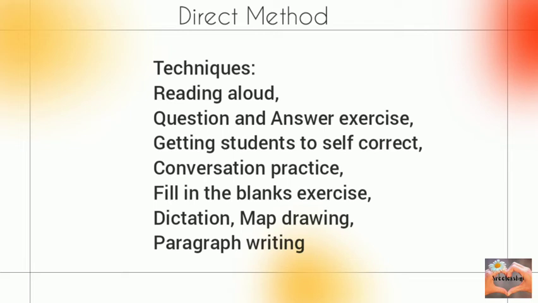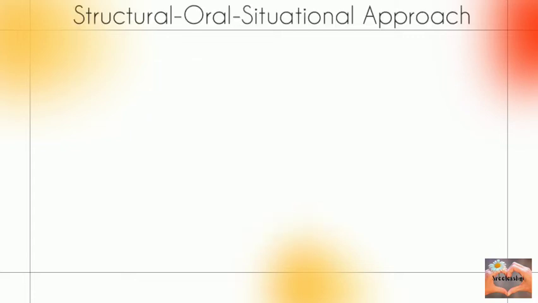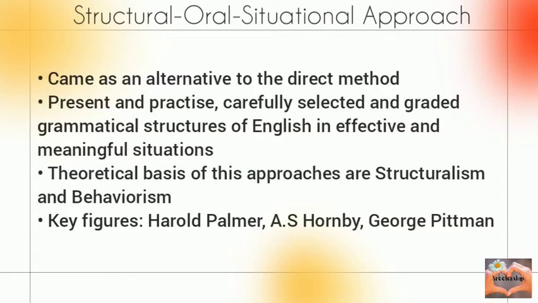Now, the techniques used in the direct method are reading aloud, question and answer exercise, getting students to self-correct, conversation practice, fill in the blanks exercise, dictation, map drawing, paragraph writing, etc. Next is the source approach or structural oral situational approach. It came as an alternative to the direct method. It presents and practices carefully selected and graded grammatical structures of English in effective and meaningful situations.